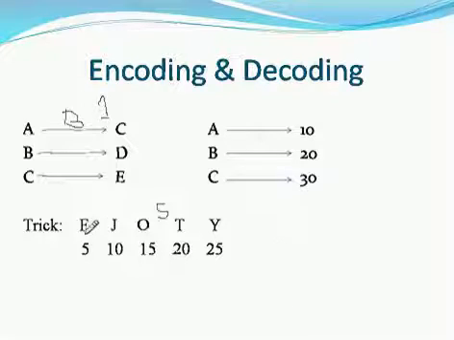This is very simple to remember. You can remember it as EJOTY. The position of the alphabets: E represents the fifth alphabet, J 10, O 15, T 20, and Y 25. So 5, 10, 15, 20, 25, and EJOTY. This is one of the tricks which you can use in this encoding and decoding part.